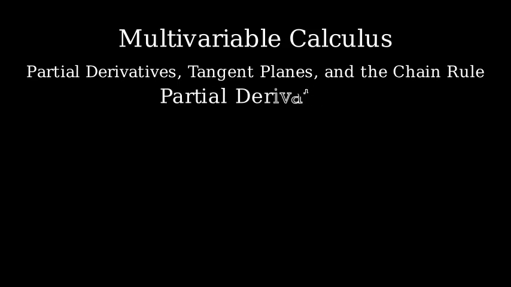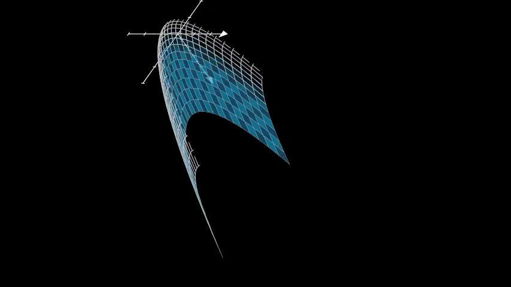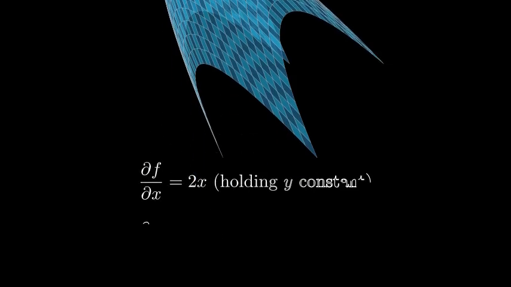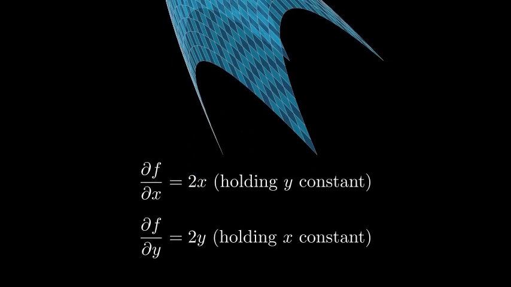When we work with functions of multiple variables like f of x and y, we often want to understand how the function changes when we vary just one variable while keeping the others constant. The partial derivative of f with respect to x, denoted as the partial of f over the partial of x, measures how f changes when x changes, but y is held constant. Similarly, the partial derivative of f with respect to y, denoted as the partial of f over the partial of y, measures how f changes when y changes but x is held constant.